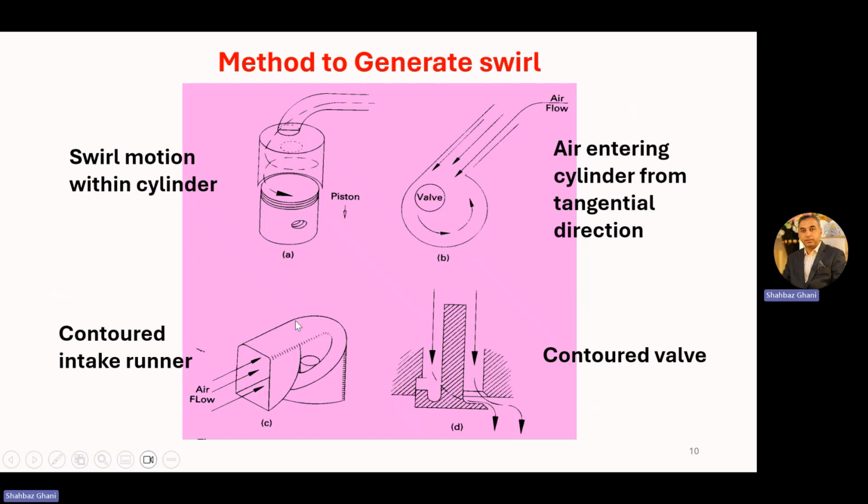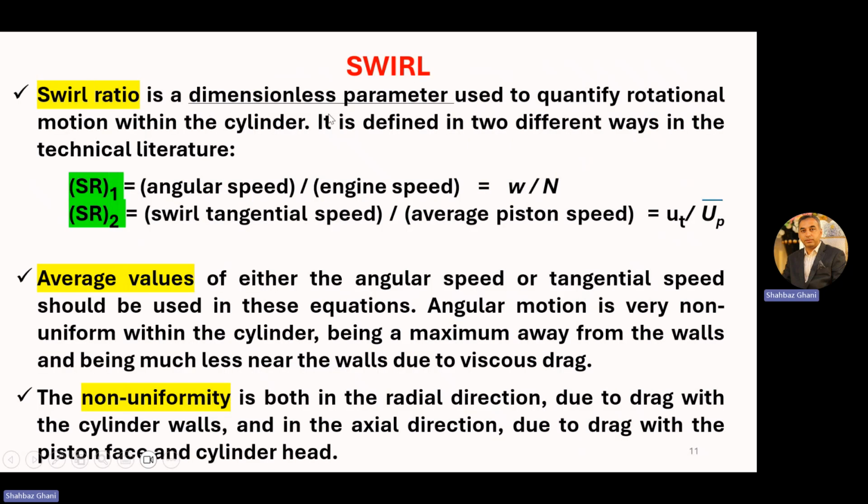Or in the third case, you make a contoured intake runner, so the air is already swirling in this, or you make the walls with geometry shaped like this, so that they produce some swirl action here. So these are the four methods by which you can produce swirl inside the combustion chamber or the cylinder.